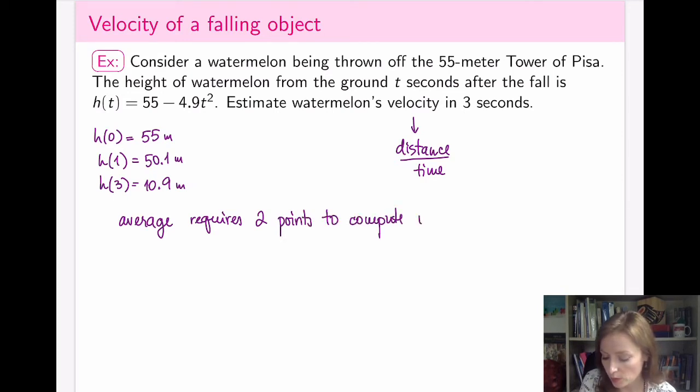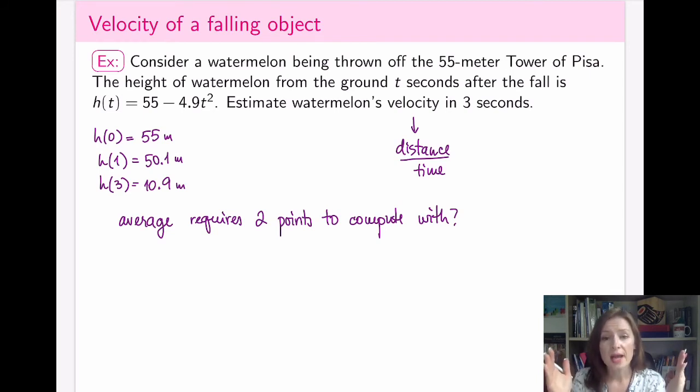So what are my 2 points going to be? If I take 0 seconds right at the start of the fall and 3 seconds right at the point where I'm interested in, my time span is 3 whole seconds. That's quite a bit. So it's going to give me the average over the 3 seconds, but it's not going to give me the velocity in 3 seconds. So the closer I am to 3 seconds, the better. And you can decide on your own threshold. This is why it says estimate, because you get to pick how close to 3 seconds you're going to be.